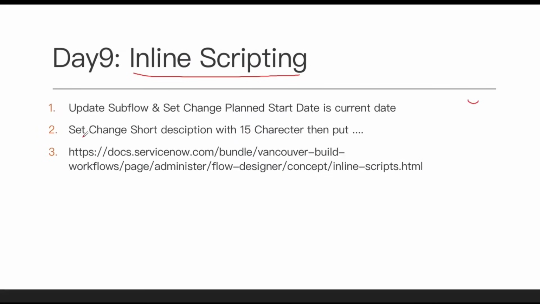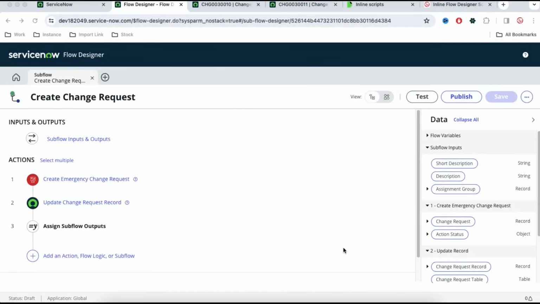Now, the second requirement is to set the short description to only 15 characters, right? So we need to take a value and that should be 15 characters. If it is more than 15 characters, we should keep the first 15 characters, then add three or four dots. That is our requirement. So let's go and fulfill that. To fulfill this second requirement, what are we going to do?